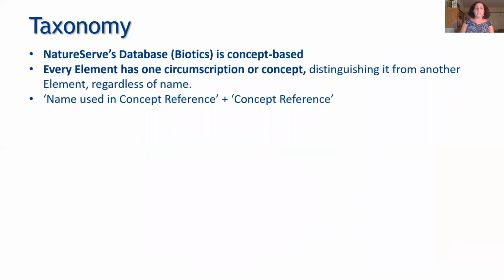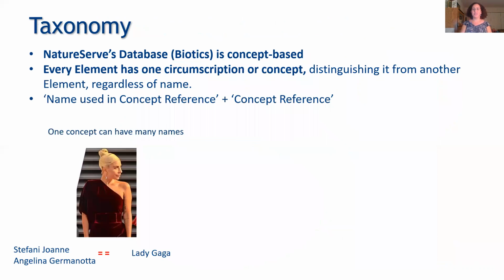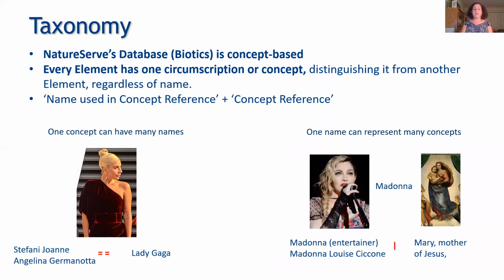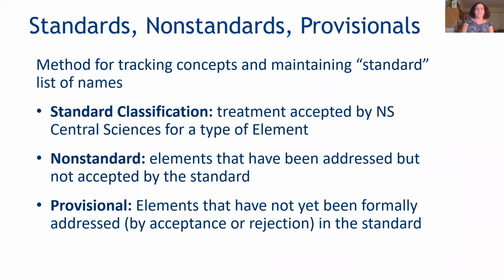The taxonomy in our database, which is called Biotics, is concept-based, where every element has one circumscription or concept that distinguishes it from another, regardless of the name. And we know that name is not enough to distinguish among concepts. These are 2 examples that I like to use. One concept can have many names, as in the case of Lady Gaga, and one name can represent many concepts, as in the case of Madonna.